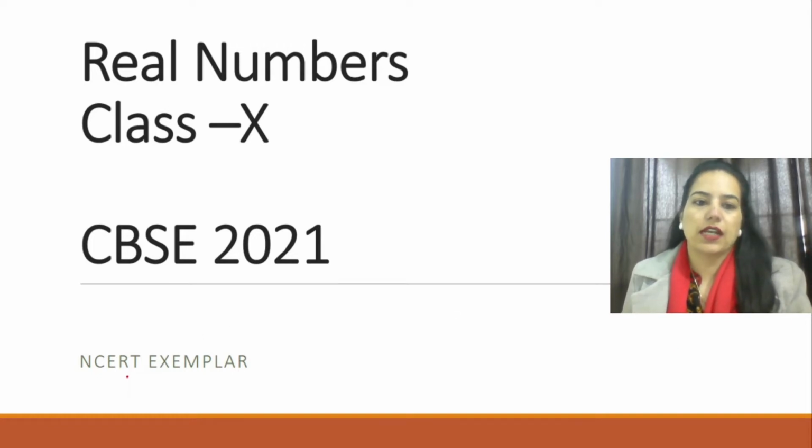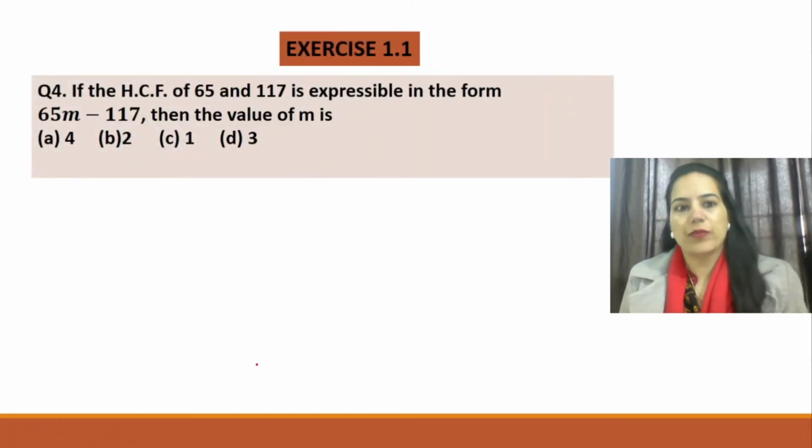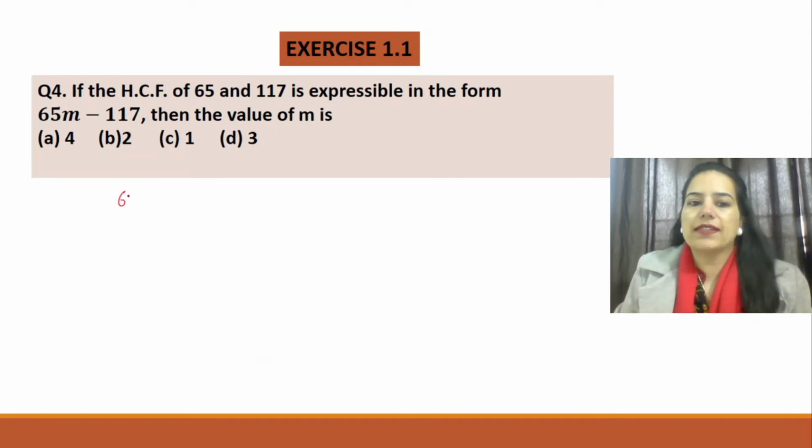Real numbers, class 10th. We are doing NCERT Exemplar in accordance with the reduced syllabus. So exercise 1.1, question number 4. The first three questions are of Euclid's division algorithm, which is no more in the syllabus. If the HCF of 65 and 117 is expressible in the form 65m minus 117, what is the value of m? It's a multiple choice question. So we will find the HCF on our own.